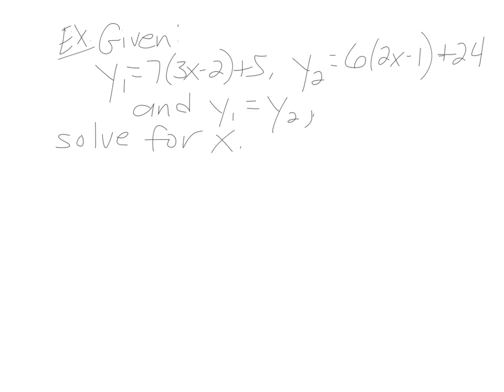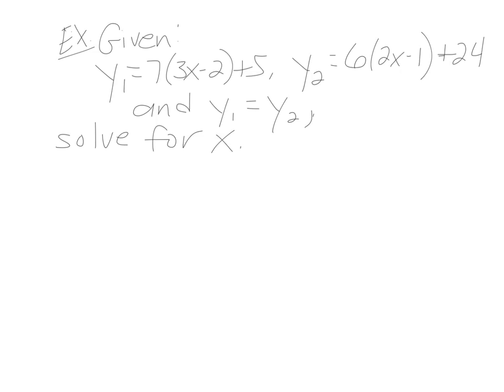This next problem is written a little bit differently. We're given two equations, one labeled y1, which equals 7 times 3x minus 2 plus 5, and then y2, which equals 6 times 2x minus 1 plus 24. Then we're told that y1 equals y2, and to solve for x. So if y1 equals y2, that means I can take the entire first equation and set it equal to the entire second equation. So let's do that.